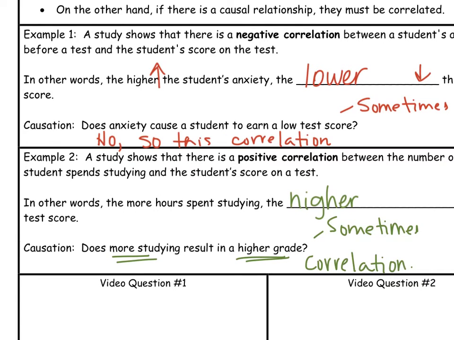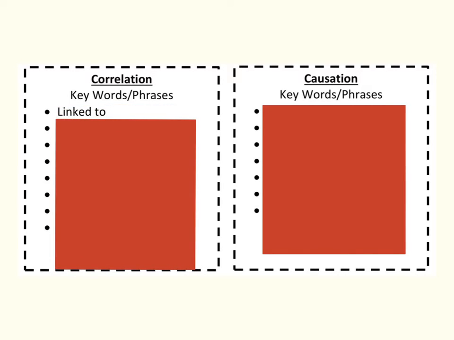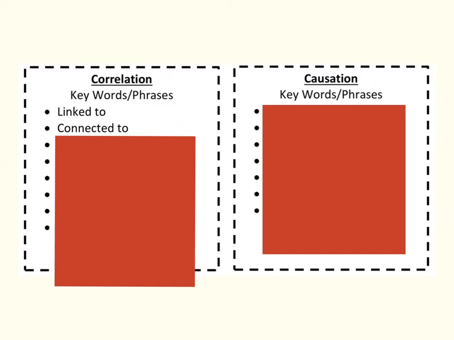On the bottom, there's room for video questions 1 and 2, but I want to go over a few more examples. So correlation, what are we looking for when we're talking about correlation? Remember, correlation just means that there is some sort of a relationship. So keywords or phrases that mean correlation: linked to. Cigarette smoking is linked to ear infections in children. The children aren't cigarette smoking, the parents are. Connected to would imply correlation.